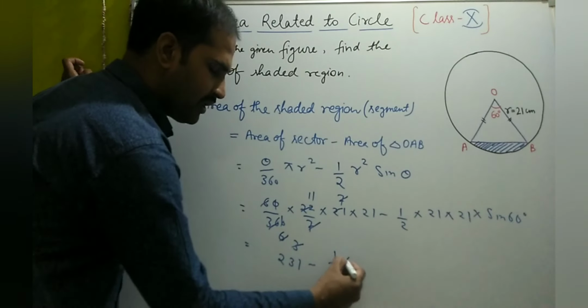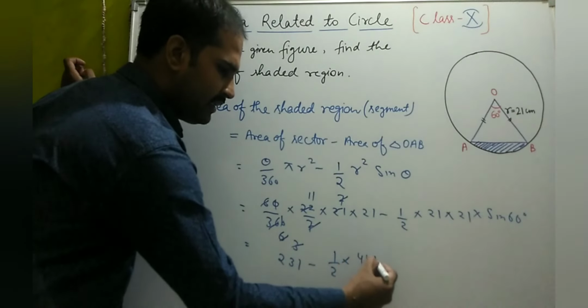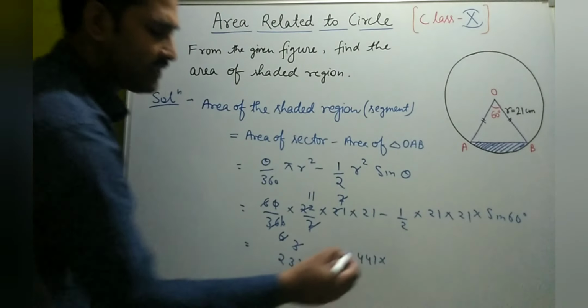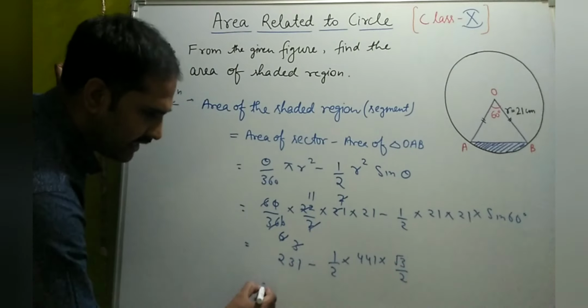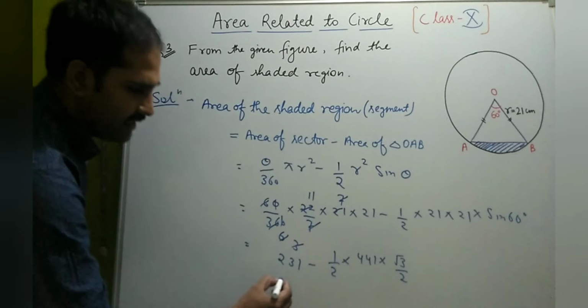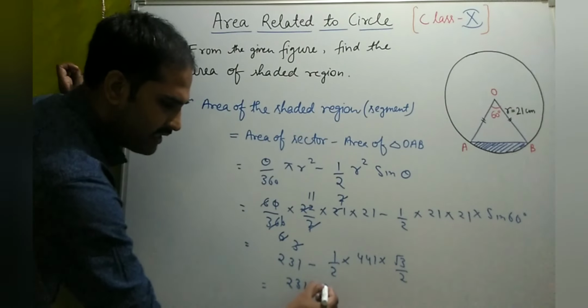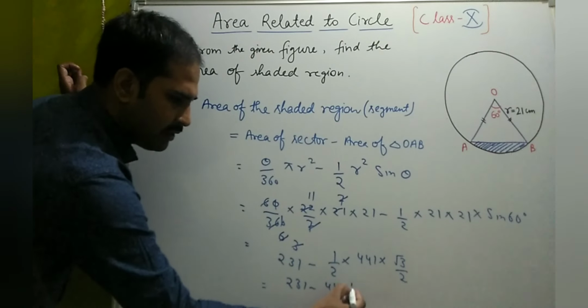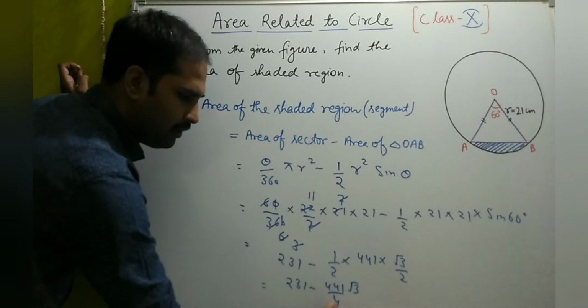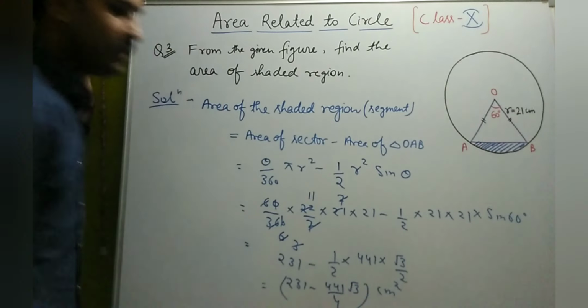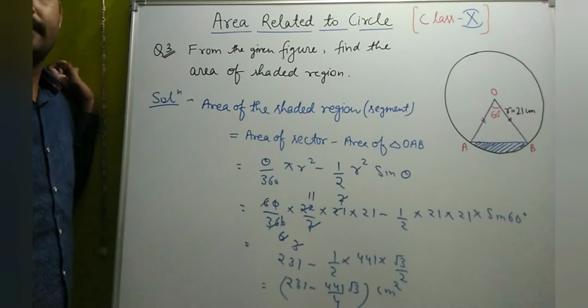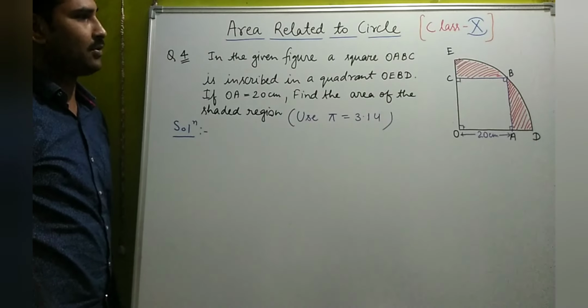2, 21 multiplied by 21, 441, and the value of sin 60, we know that sin 60 is root 3 by 2. So we can say that the area of this shaded region is 231 minus 441 root 3 by 4 centimeter square. So this is the area of the segment. Let us take another question.